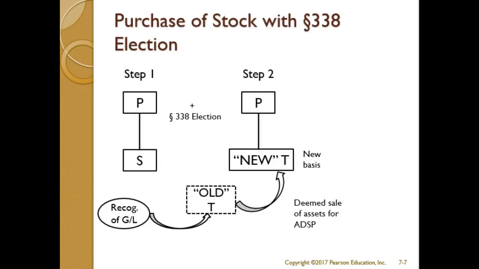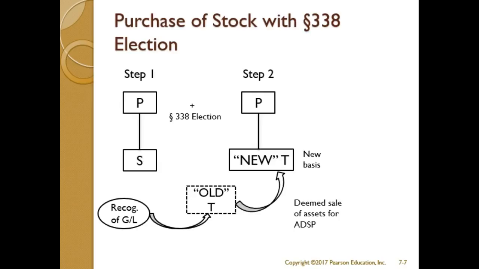The purchase of stock with a Section 338 election. Okay, so here's where it's in your book. If you turn to page 7-5, it says the Section 338 deemed sale election operates as follows. First, the target corporation's shareholders sell their stock to the acquiring corporation. Then the acquiring corporation makes a Section 338 deemed sale election with respect to the purchase of the stock.